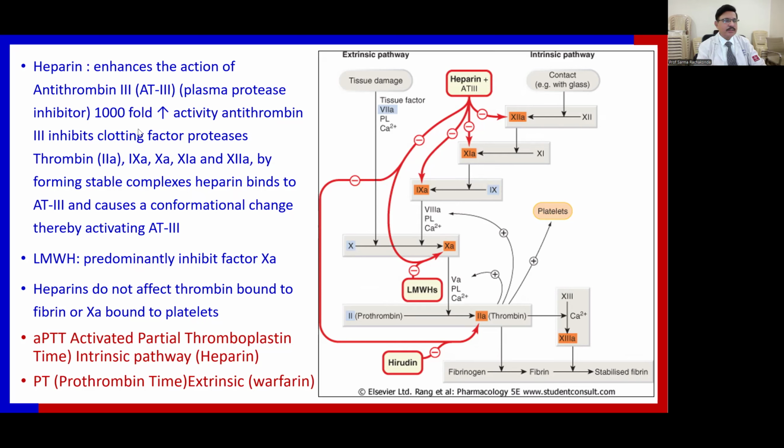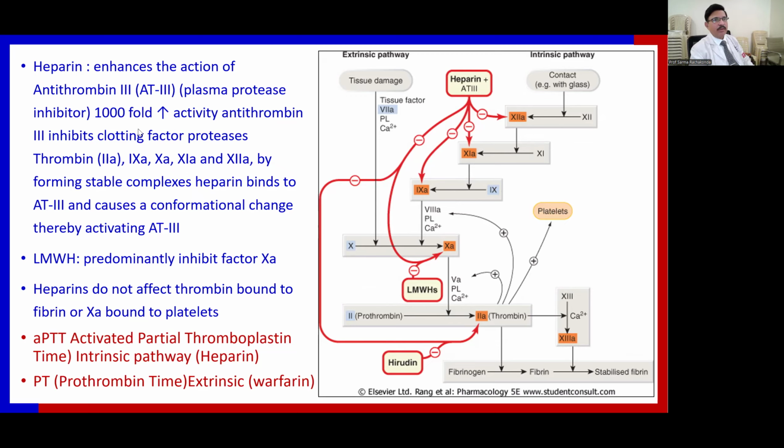Okay. Now you see in the slide on the left side, heparin acts here. On what? Antithrombin 3. It affects all the factors in the intrinsic pathway and also 10A. So the test for that is APTT. Whereas the extrinsic pathway is activated through tissue damage, factor 7 to 7A. That is inhibited by warfarin, and so I have to test the PT or prothrombin time.